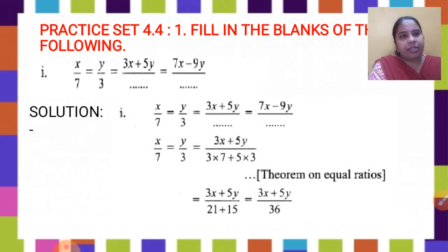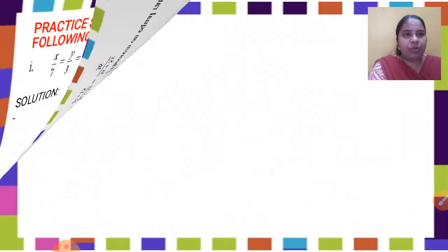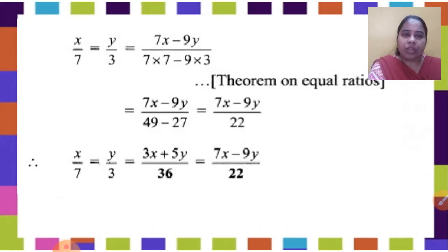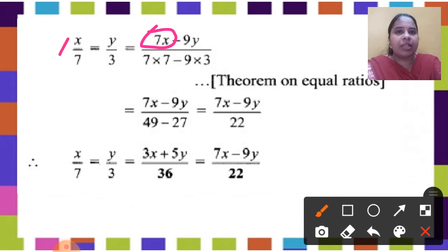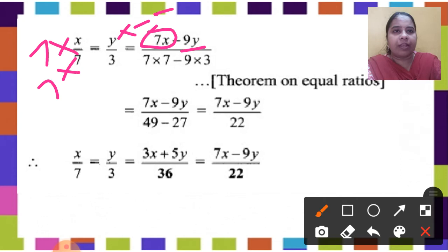Okay, 36. Next part, 7x minus 9y. That part we will do. For that also, we require the basic ratio, that is x upon 7 is equal to y upon 3. Look at the coefficient of x. What is it? 7. So this is to be multiplied by 7, and this is to be multiplied by 7. The coefficient of y, what is it? Minus 9, correct? And this is also minus 9. Like this we can multiply.